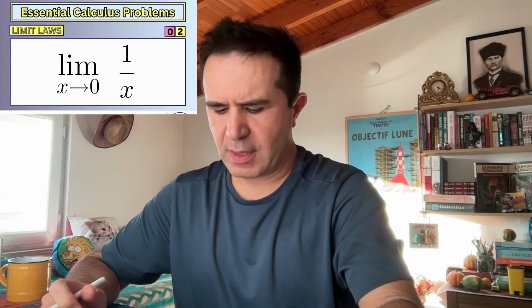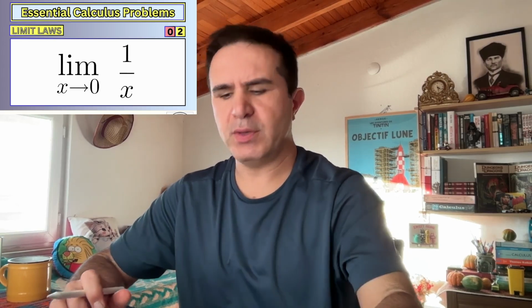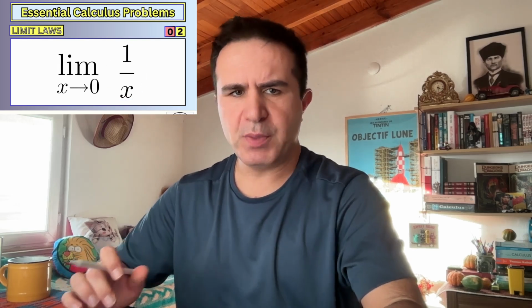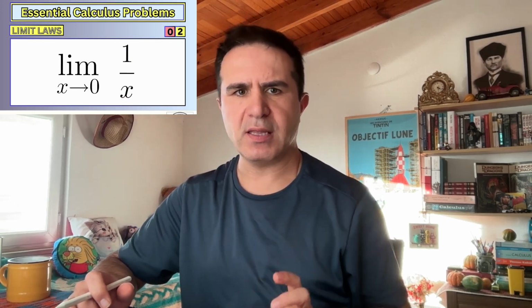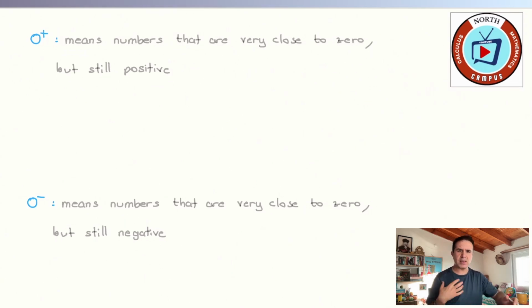Hello everyone. In this lecture of the Essential Calculus problem series, we will solve the limit of the function 1 over x. Before solving this problem, I want to show you a few basic facts that we will use during the solution. First, 0 plus means numbers that are very close to 0, but still positive.